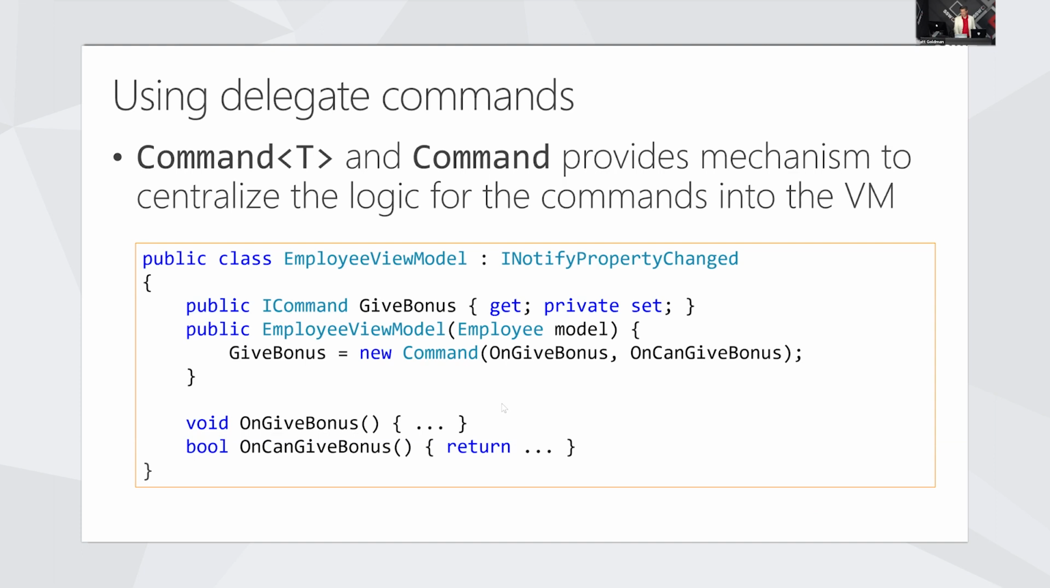So yeah, we're specifying a public ICommand called GiveBonus. And we're setting that up as a new command in the constructor of the ViewModel. And there we specify the method to be called when the command is executed, followed by the method to be called to determine whether or not the command can be executed. Then the actual code that gets executed when that command is triggered goes in this OnGiveBonus method. So all this wiring basically ties the user event right through to this OnGiveBonus method and the OnCanGiveBonus method.